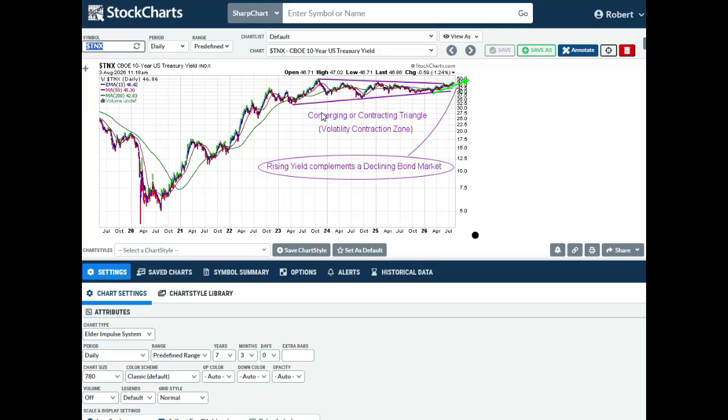Because bond prices and Treasury yields generally move in opposite directions, the technical pattern in the 10-year Treasury yield suggests yields could continue moving higher, which would be bearish for the bond market or the F fund.